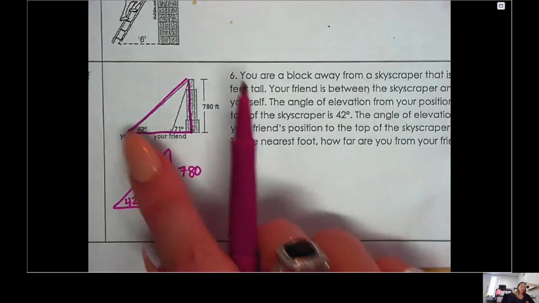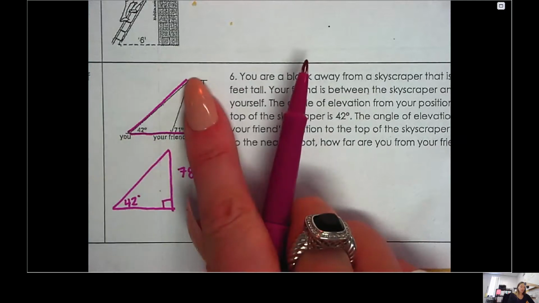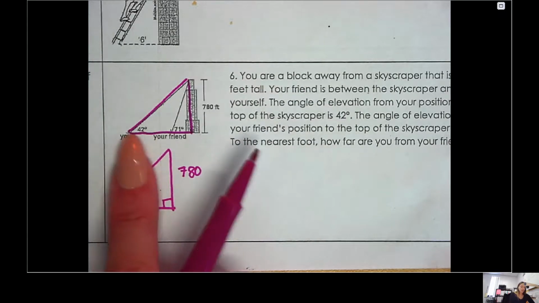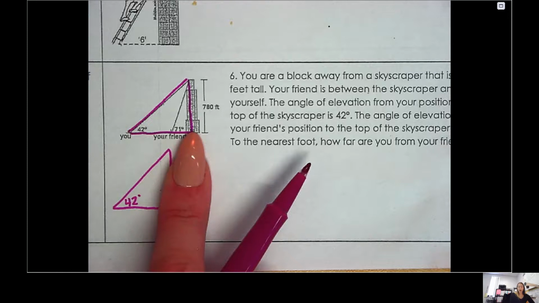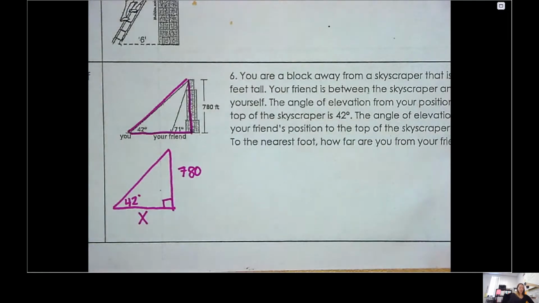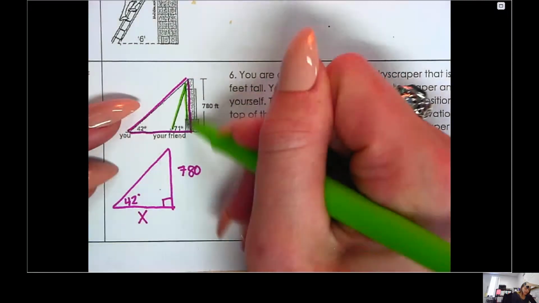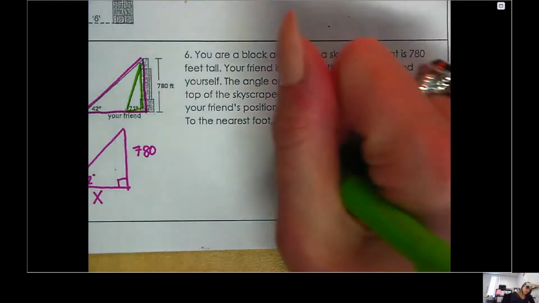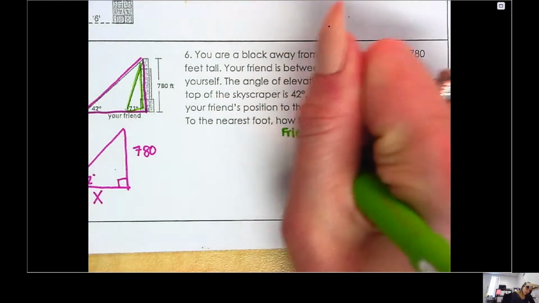So am I trying to find from me here to here? Or am I trying to find from me here to the bottom? To the bottom. So my X goes at the bottom. I'm going to draw my friends as well. I'm going to give myself a little bit of space. I'm going to redraw my friends over here because I know I'm going to have to show some work.